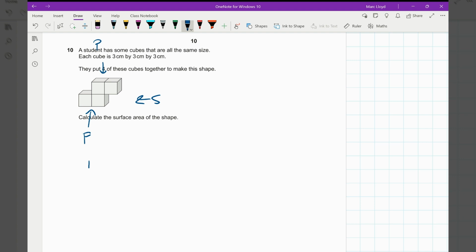So for the front, we've got 4 faces, and each face, 3 by 3, they are 9 centimeters squared. So 4 times by 9 will give us that front elevation. That's 36. And then there's going to be a multiplication of 2 because we've got the back to look at as well. So that's 72.